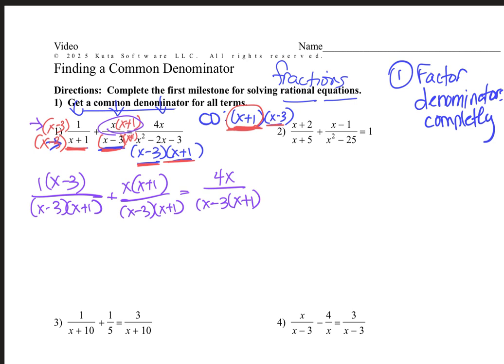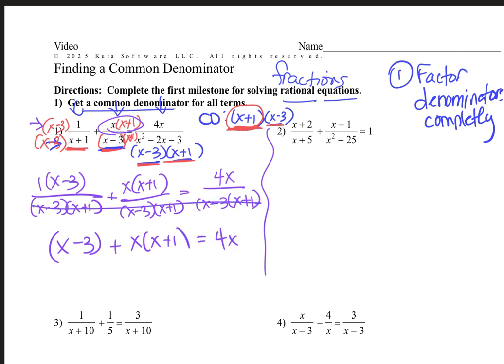The second one is when all the denominators are the same. All we need to do is write the numerators. So the equation is going to be x minus 3 plus x times x plus 1 equals 4x. So it's basically just the tops. If we get all the bottoms the same, all we have to do is get all the tops the same, and that's how we do it.